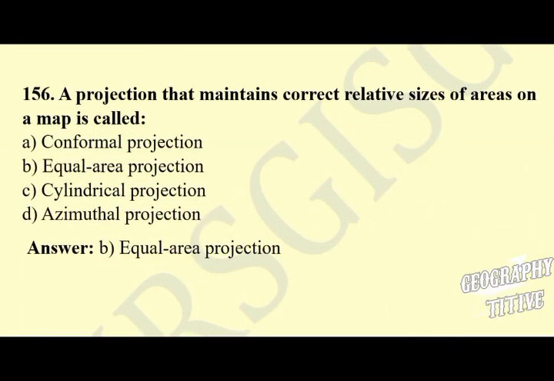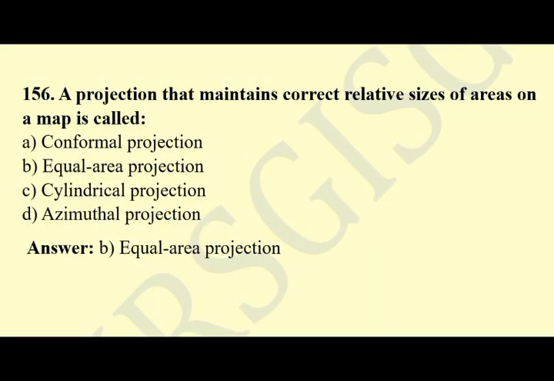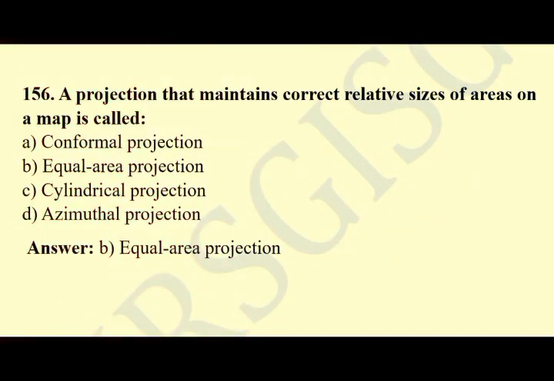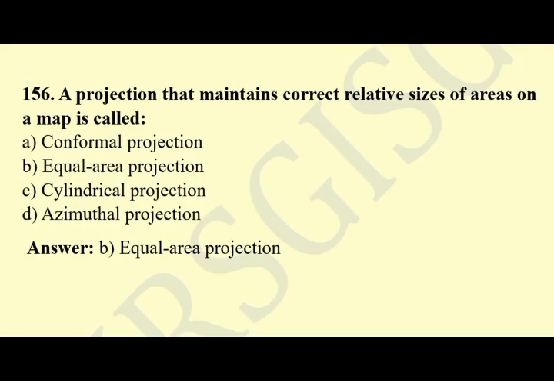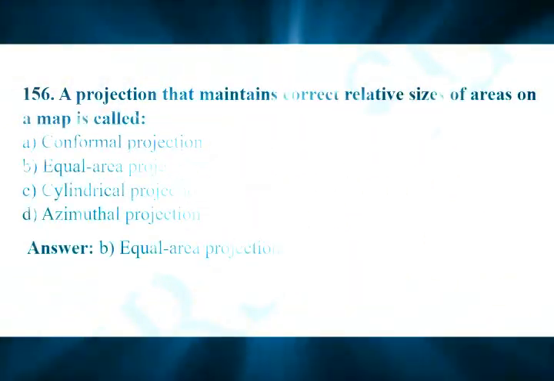Question 156. A projection that maintains correct relative sizes of areas on a map is called: conformal, equal area projection, cylindrical projection, azimuthal projection. Here the right answer will be equal area projection, which preserves the area; conformal projection preserves the shape; azimuthal projection preserves the direction.